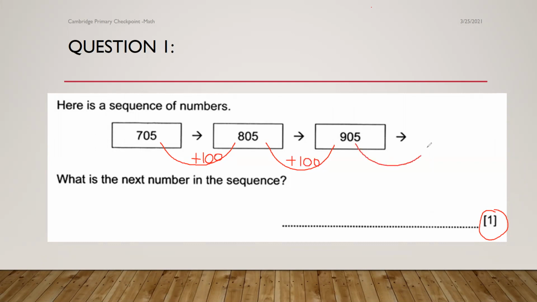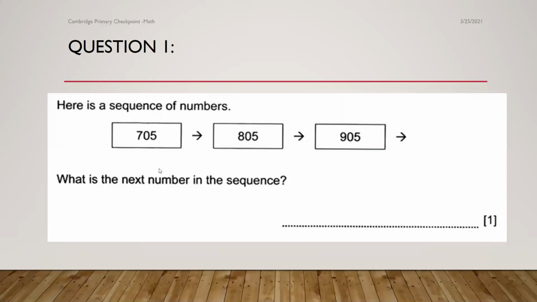Then to find the next number, the similar pattern I have to continue. That means I have to add another 100 to this 905. So 905 plus 100, I will get 1005. So that is how I will get the answer for this first question, right? So I have to add 100, then I can get my next number. So according to the question, they ask us to find the next number. So our next number is 1005. So if you do it this way, you will get 1 mark for this question, right?